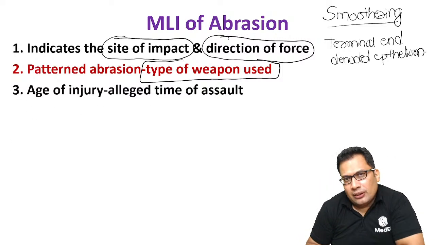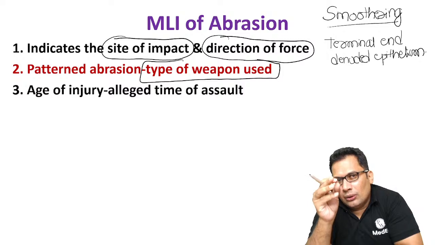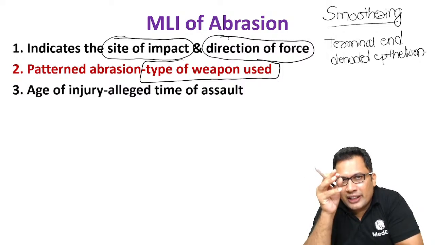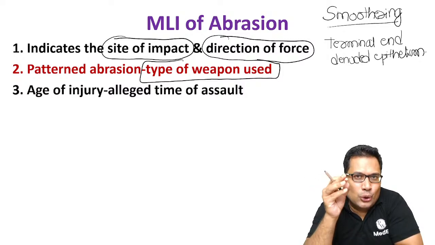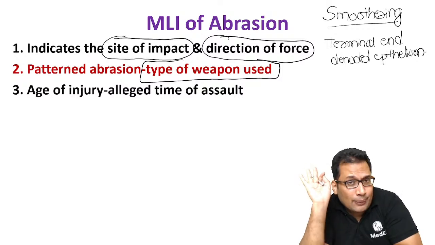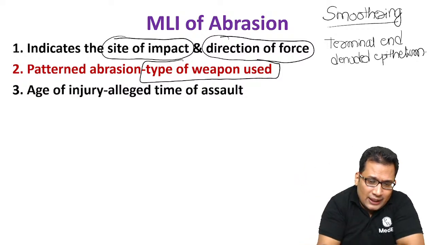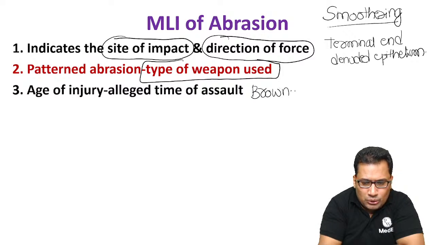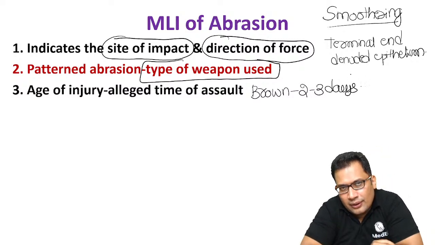Age of injury: by looking at the abrasion and its color, you can tell whether it is a fresh injury, a 2 to 3 day injury, a 1 week injury, or a healed, old injury. For example, it becomes brown in 2 to 3 days. Reddish brown or brown.